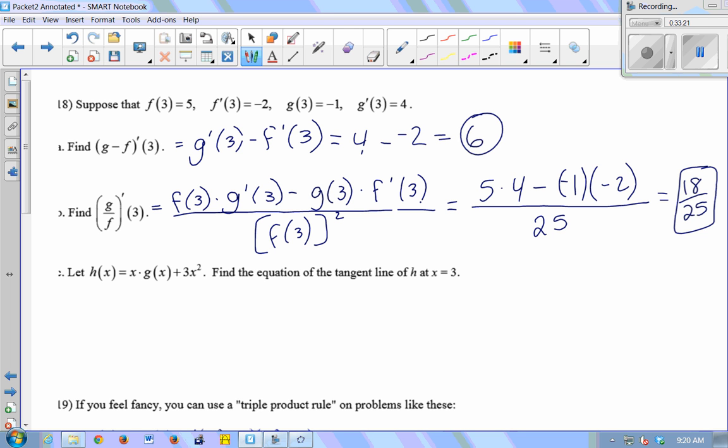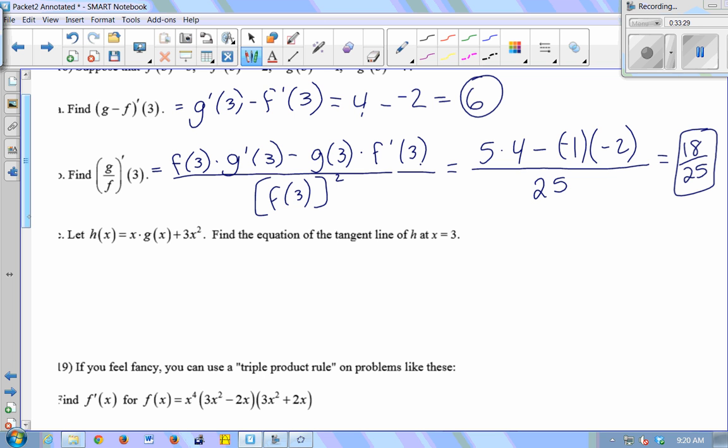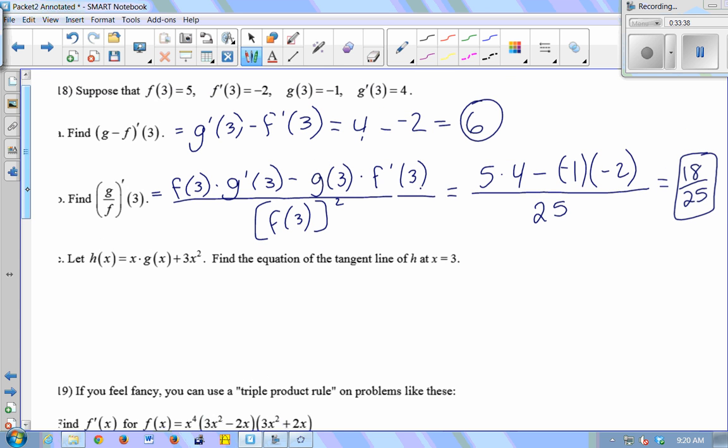All right, I'm going to let you work on this last one for a few minutes in your groups. Well, not the last one. So we have a fancy function h, and I want you to find the equation of the tangent line at h equals 3. You are still using these values, f prime, g, and g prime evaluated at 3 when you're taking the derivative. All right, let's discuss.